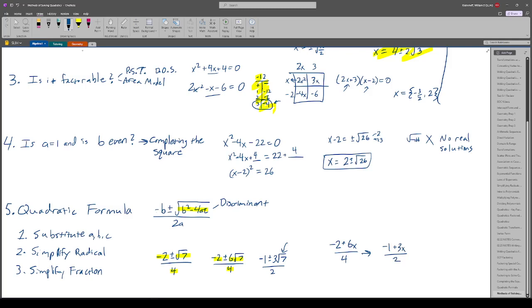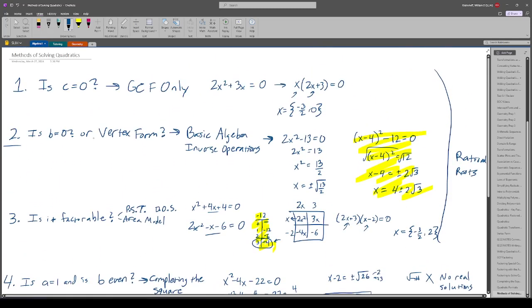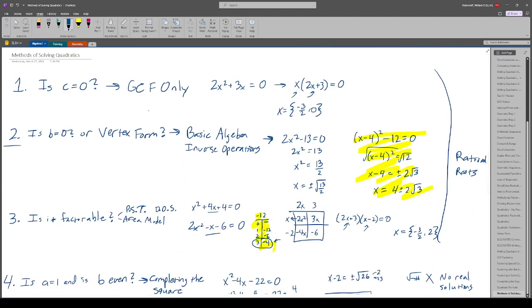So yeah, those are our 5 methods that we have to solve with and the thought process that we want to follow. And really, this should take seconds as you're approaching a problem. You shouldn't be spending the 12 minutes we've spent in this video. You should be thinking, I don't see that b or c is 0 and it's not in vertex form. So we've already moved on to number 3.